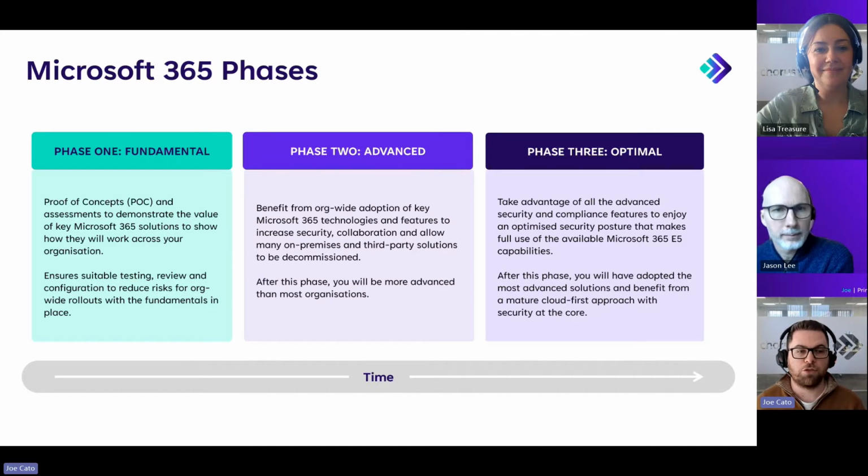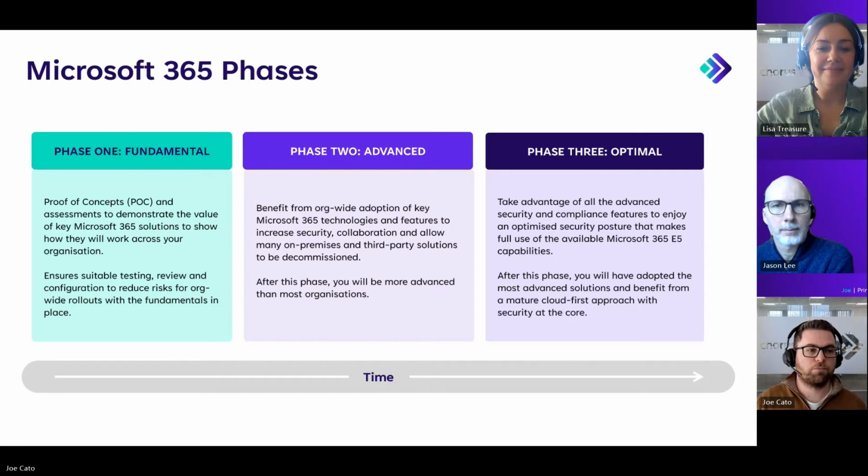Phase 2 is then a mixture of organization-wide migrations of the items that were successfully demonstrated in the POCs and POCs of more advanced security or compliance features. Lastly, phase 3 is then a rollout of those advanced security and compliance features.